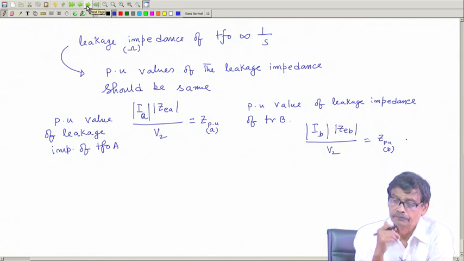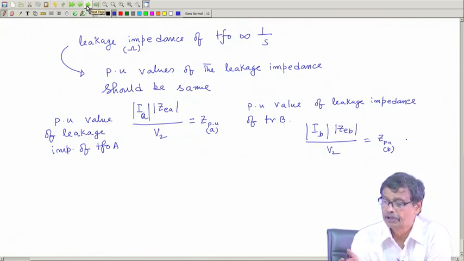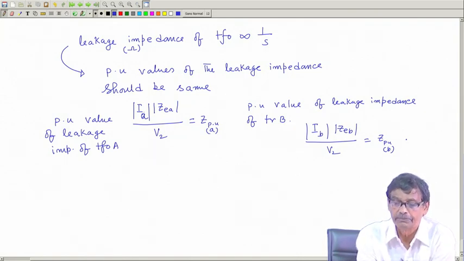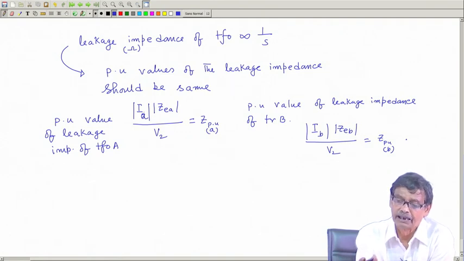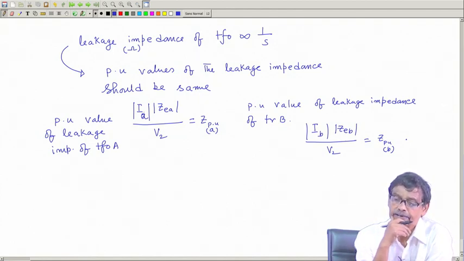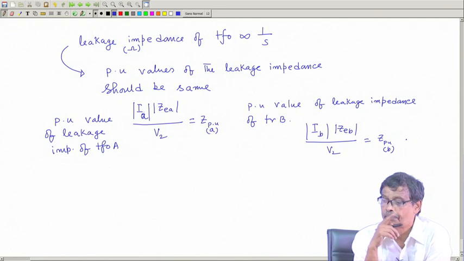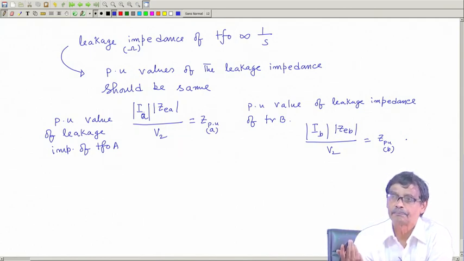Now, since IA jXA is equal to IB jXB, and all the parameters are with respect to the secondary side, they are the same. Therefore, instead of telling that the ohmic value is inversely proportional to the respective KVAs, you simply say the per unit impedance of transformer A and the per unit impedance of transformer B are the same, that is all.